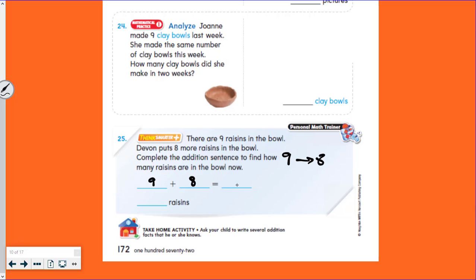I'd be taking them away personally. I'd be eating the raisins. I like raisins. So if there's 9 and then 8 more, right, I can use a doubles fact to help me. So 8 plus 8 is 16, plus 1 more, so 17. So that tells me that there are now 17 raisins in the bowl.